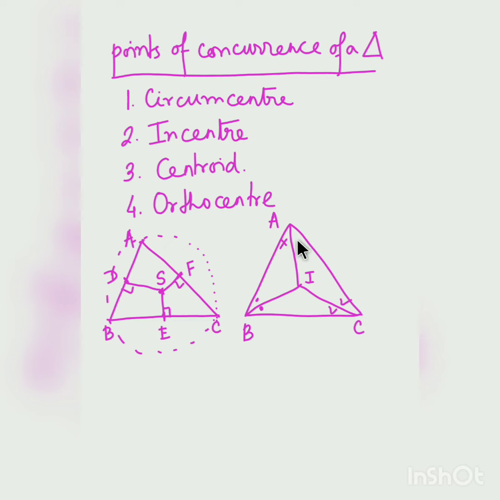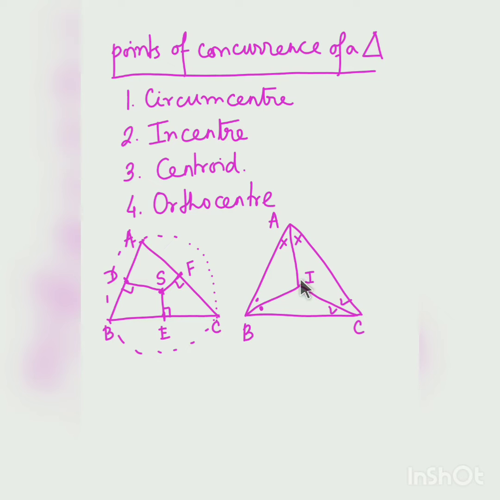So this angle is equal to this angle. So these three, AI, BI and CI, are the three angle bisectors. They also meet at a point for a triangle. This point is called incentre.